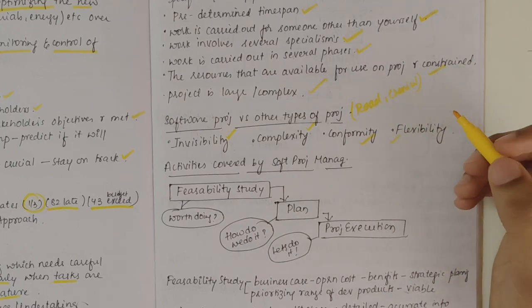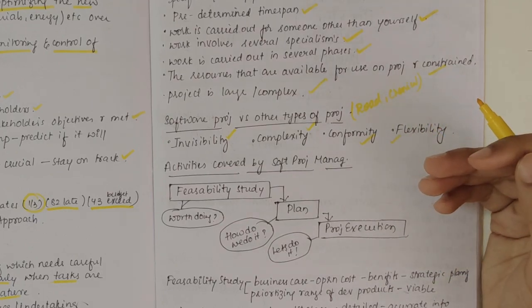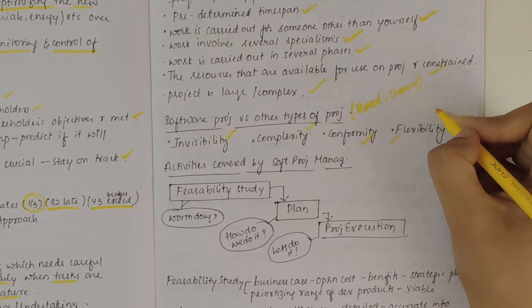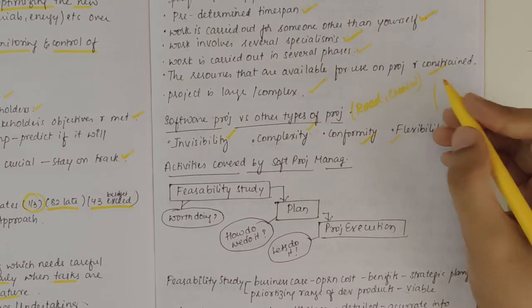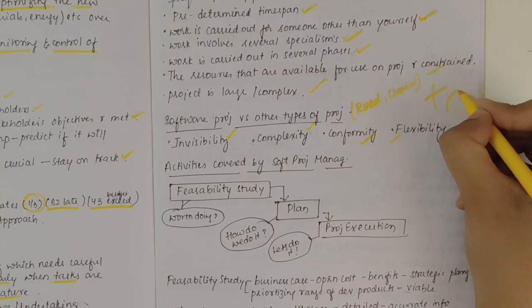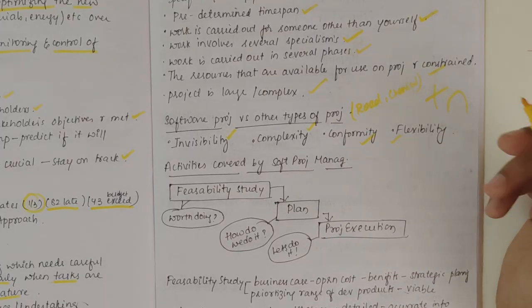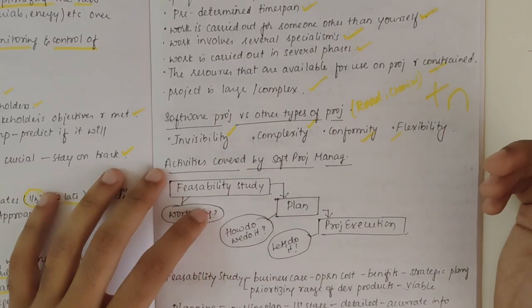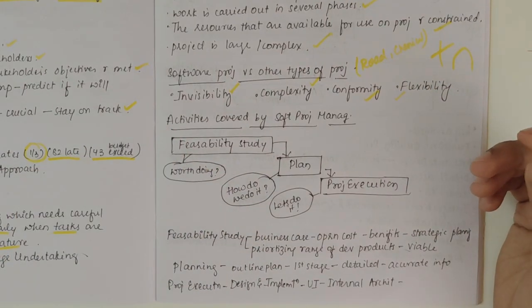Then we have flexibility. Flexibility, again the same. While developing a road, you are developing it this way. In the middle, a person comes and says, don't develop it this way, develop it this way. Will it happen? No, it won't happen, right? But in the case of software projects, it is possible. We can redevelop the functionalities again.